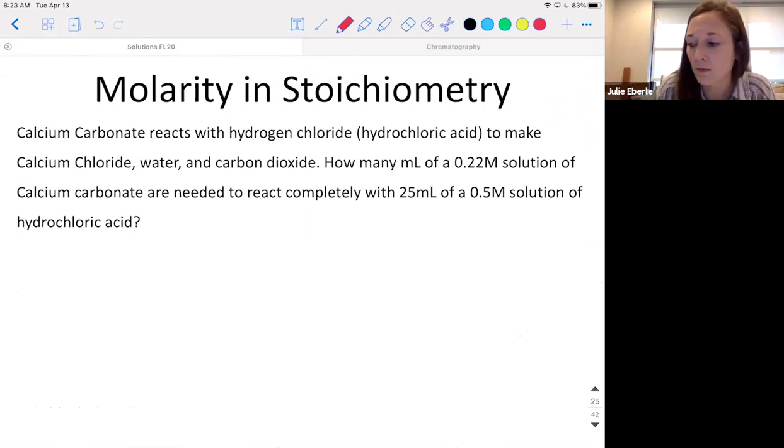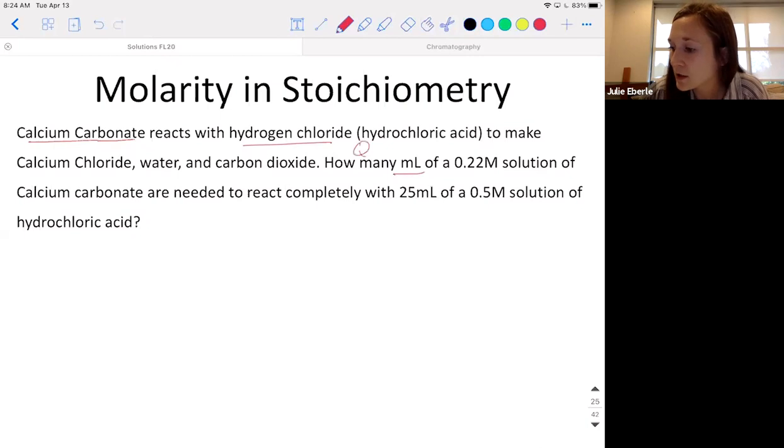The slide above is a good practice problem, but it's a little bit off topic for what I want to cover. So calcium carbonate reacts with hydrogen chloride, hydrochloric acid, to make calcium chloride. This would be like if you took an antacid pill, this type of reaction could happen in your stomach. Antacid contains things like calcium carbonate. Your stomach contains things like hydrochloric acid. It makes calcium chloride, water, and carbon dioxide. How many milliliters? Okay, so this is where the question begins. This is how many milliliters of calcium carbonate. So this is what we're looking for.